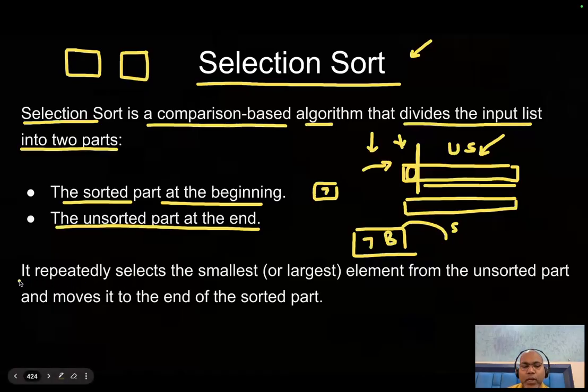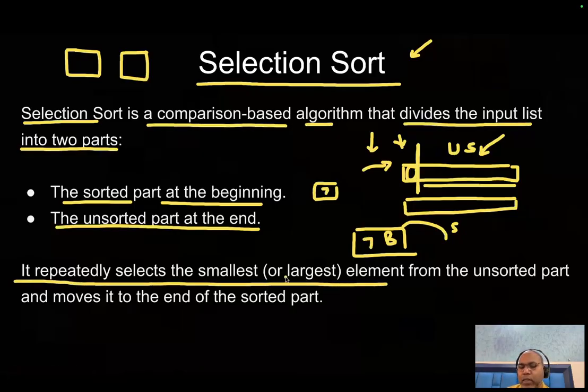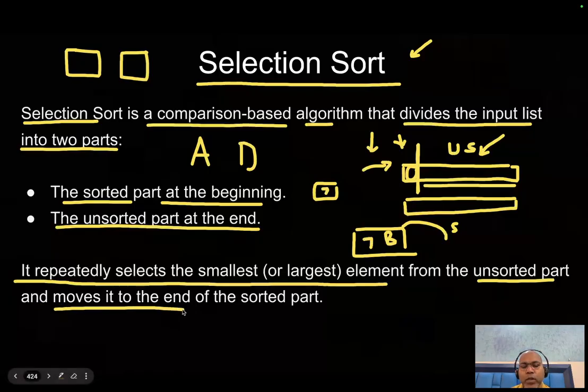So it repeatedly selects the smallest or largest element, depending on whether you decided to make the list in ascending or descending order. Accordingly, you select the smallest one in the unsorted part and move it to the sorted part. So what does the algorithm say here?